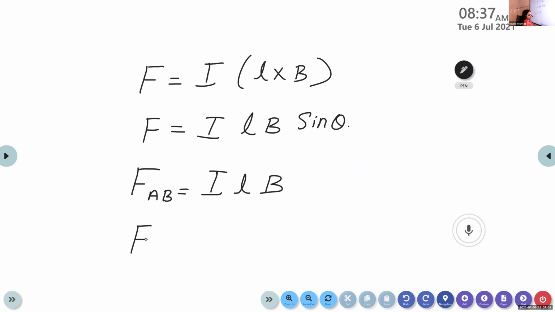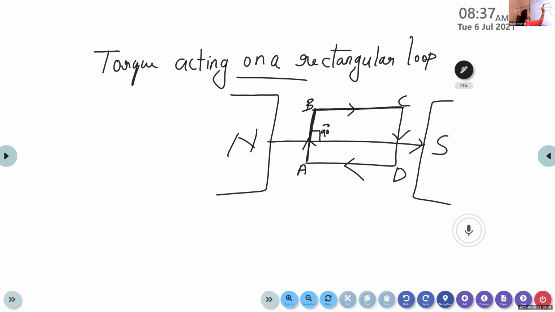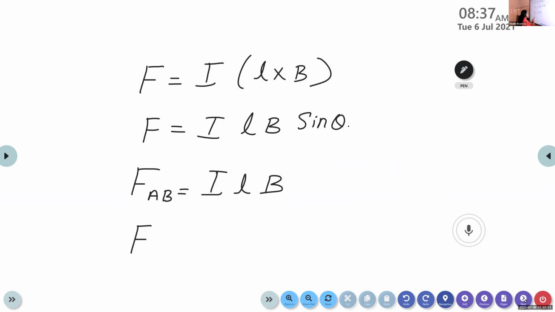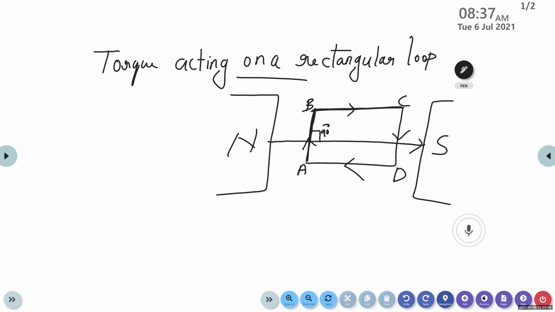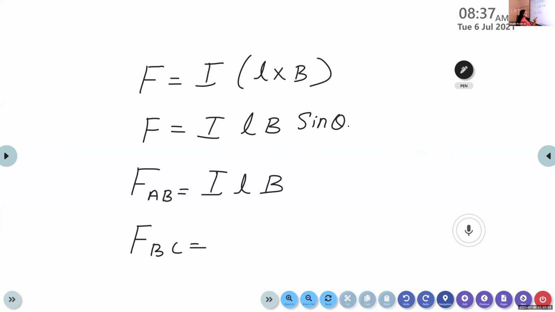Similarly, the force acting on the side BC, FBC, is given by, in the case of the side BC, the magnetic field is pointing from north to south, and also the direction of the length of the side is along the same direction. So the angle between them is equal to 0. So FBC is equal to ILB sine 0, that is equal to 0, because sine 0 is equal to 0.